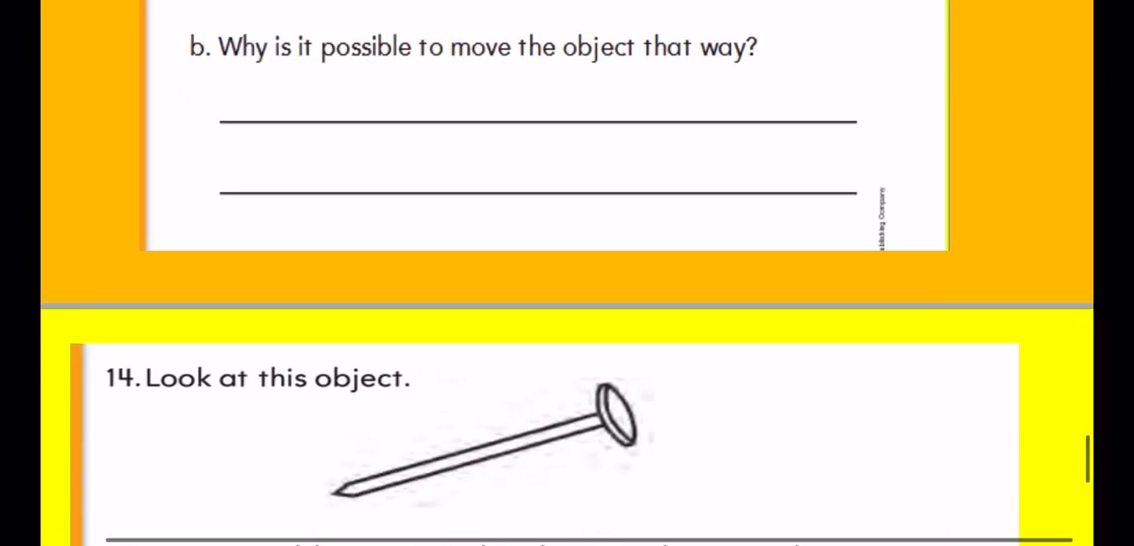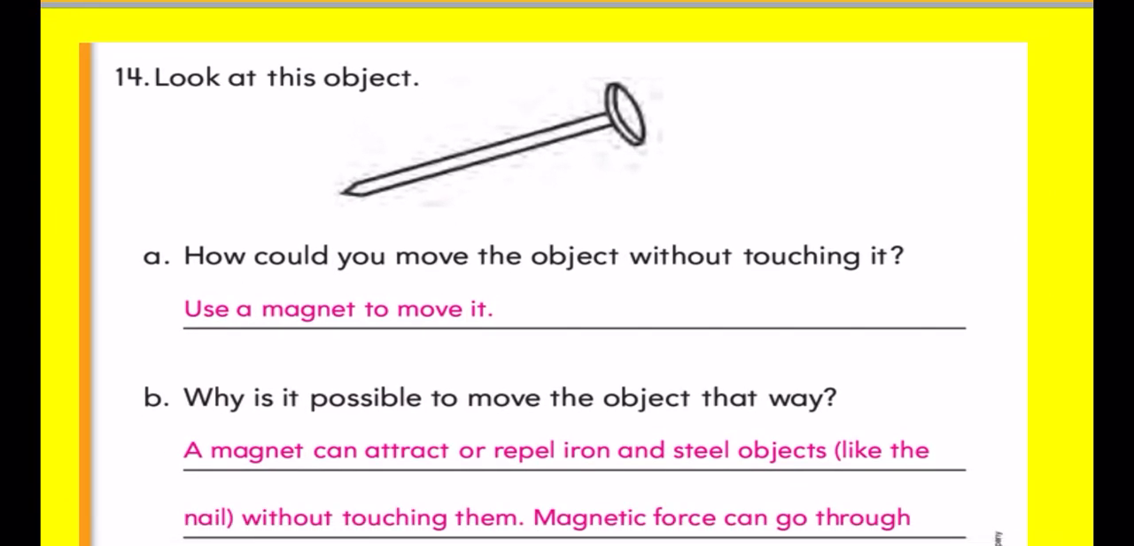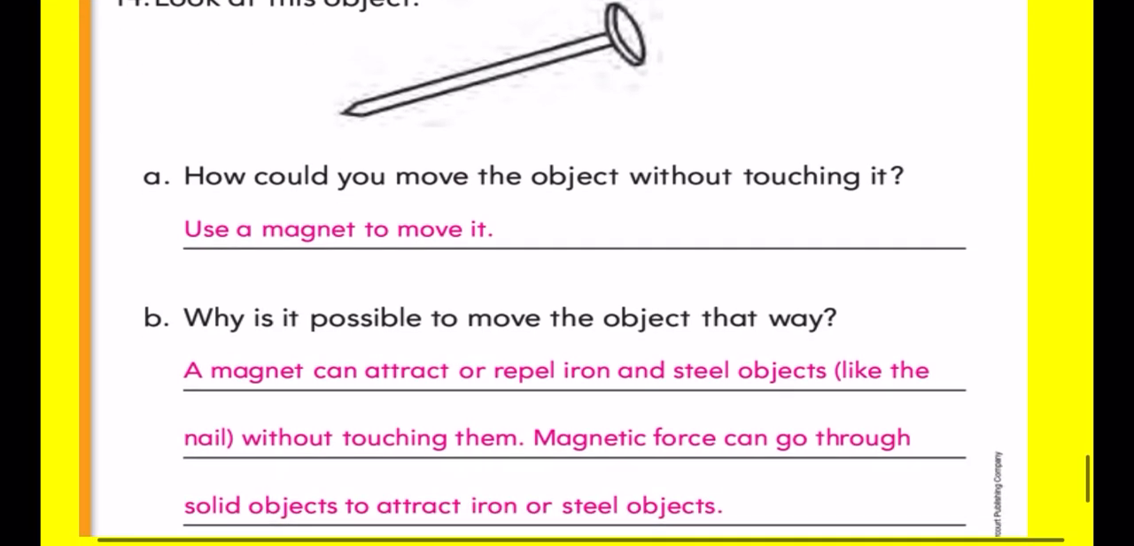Let's see now. Definitely I am going to use a magnet to move it, of course. And why is it possible to do it that way? Because a magnet can attract or repel iron and steel objects like the nail without touching them. A magnetic force can go through solid objects to attract iron or steel objects. Excellent! If you got it right, put a big star for yourself, boys and girls.